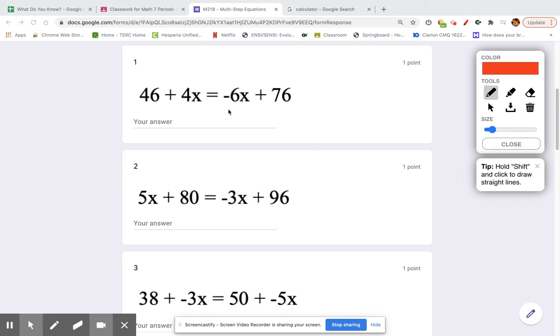Hey class, today we're going to be covering multi-step equations where we have variables on both the left side and the right side. So let's go ahead and jump into number one.